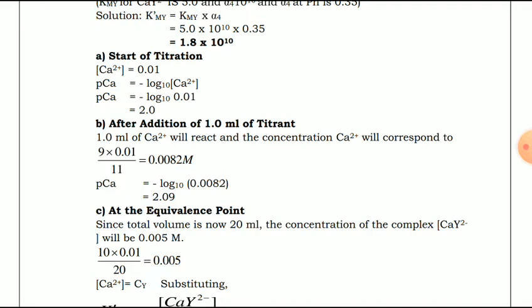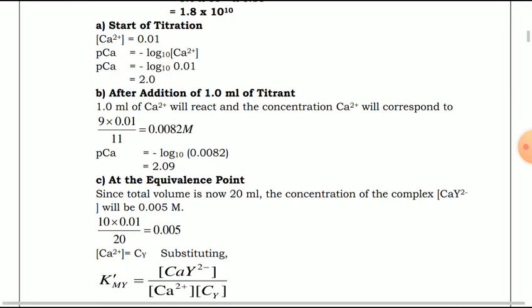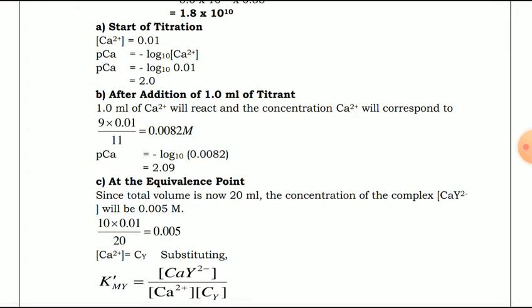The concentration of calcium 2+ ion is equal to CY. Instead of calcium 2+, we will keep CY. Substituting into this equation, K'MY is equal to the concentration of calcium EDTA complex upon the concentration of calcium 2+ ion into CY. This is the equation which is coming from the conditional formation constant, that is K'MY.